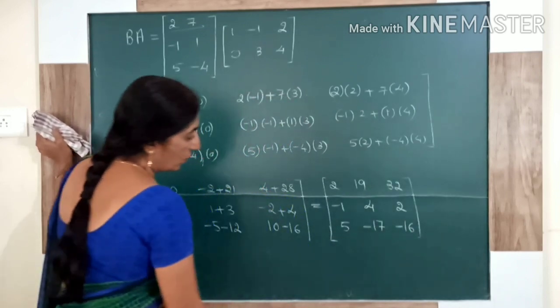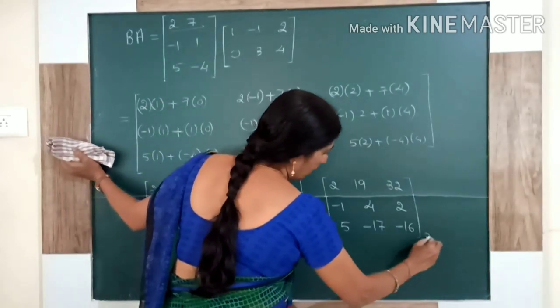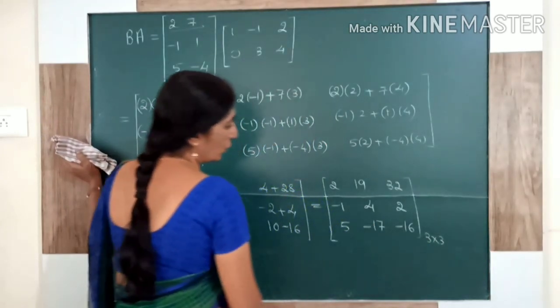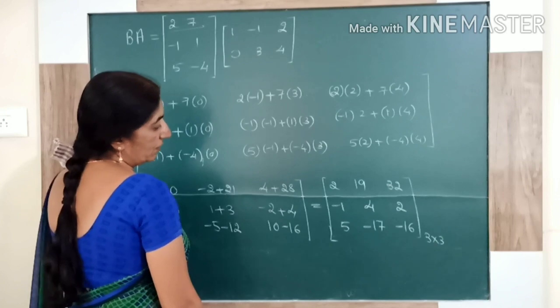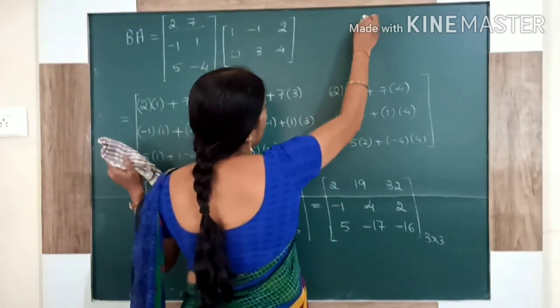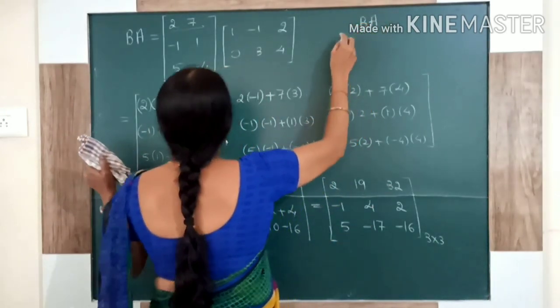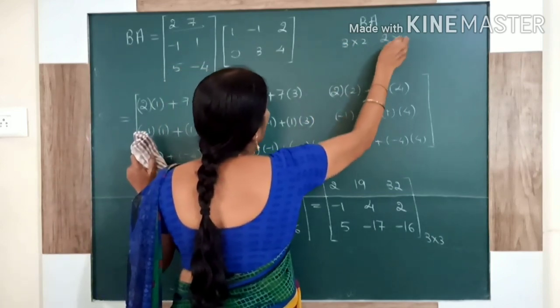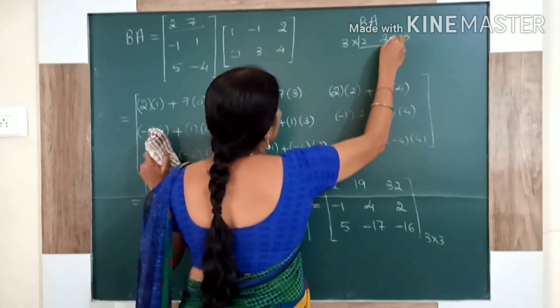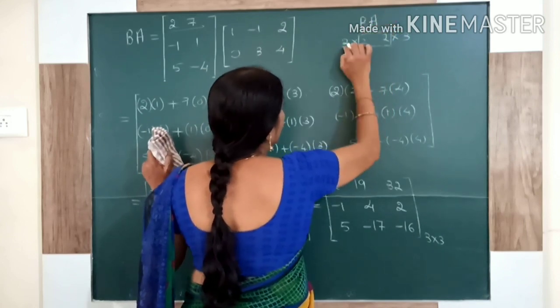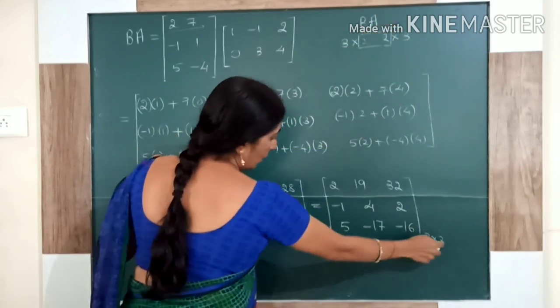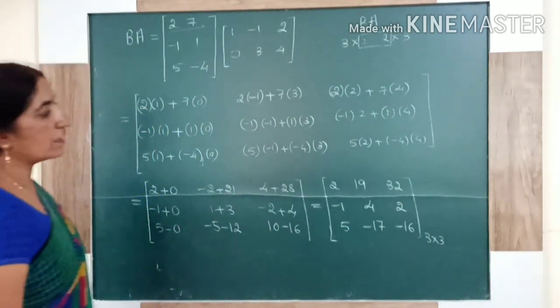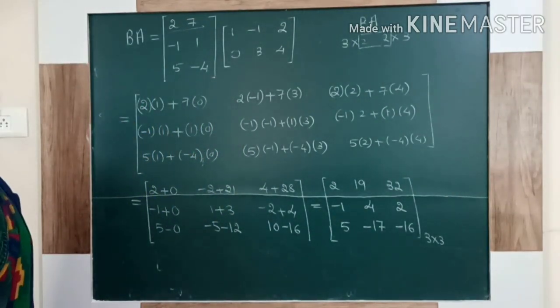See students, what is the order? The order is 3 by 3. First only I told you, you will get the answer of order 3 by 3. Because BA we are writing, B is of order 3 by 2 and A is of order 2 by 3. This will eliminate, we will get a 3 by 3 matrix. We got answer 3 by 3. See students, now is it clear?